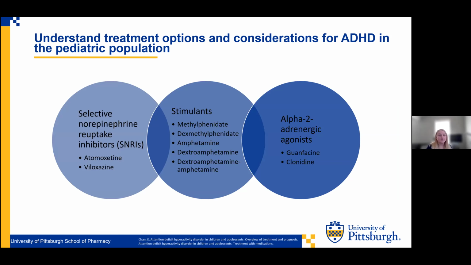Some of the medications and the classes that are used for ADHD, we have some selective norepinephrine reuptake inhibitors, or SNRIs. So we have atomoxetine or Strattera, and then also viloxazine or Qelbree. We have stimulants, so those include methylphenidate, dexmethylphenidate, amphetamine, dextroamphetamine, and then the combination. So some brand names that may be more familiar, we have Ritalin, Adderall, different patches, so Daytrana or Xelstrym, Cotempla, Jornay. And then we also have alpha-2 adrenergic agonists, so we have guanfacine and clonidine.